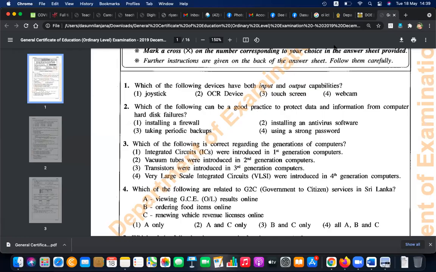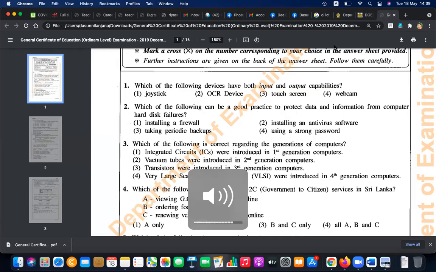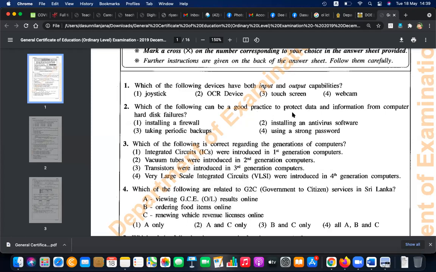Okay, let's start from question number one. Question number one says, which of the following devices have both input and output capabilities? Asking about input-output devices, both input and output. So joystick? Touchscreen. Yeah, touchscreen. The answer is touchscreen. Joystick is basically for input.